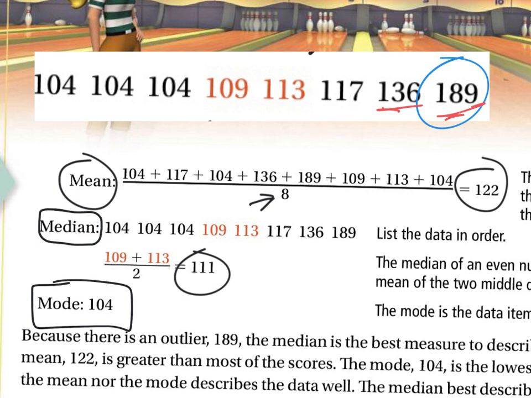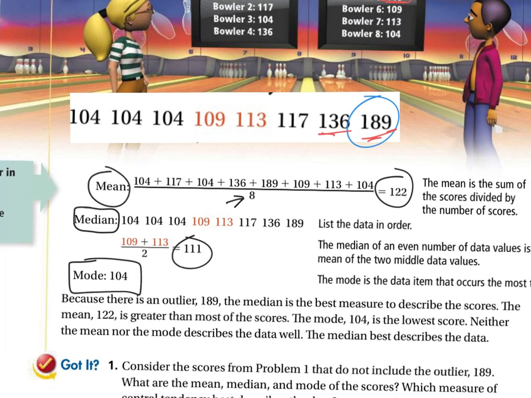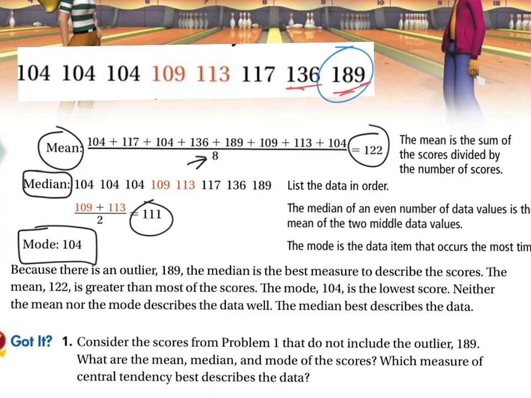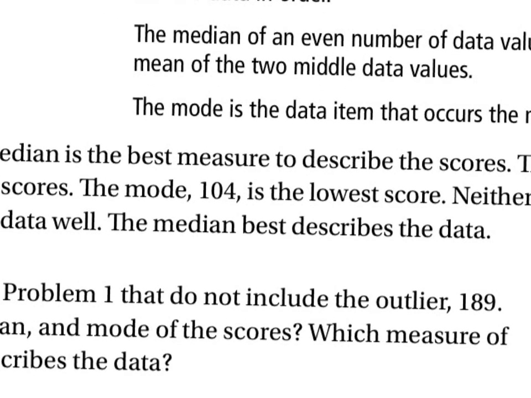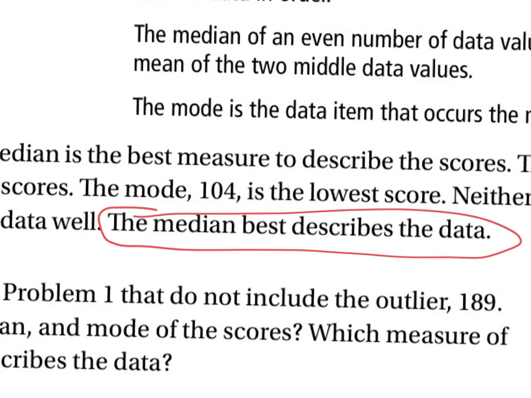The mode is 104. That's the lowest score they ever got. I mean, yeah, they got it 3 times, but the mode is 104. Since it's the lowest number, that would not be the best one to describe it. So that's why they said here that the median would best describe the data.